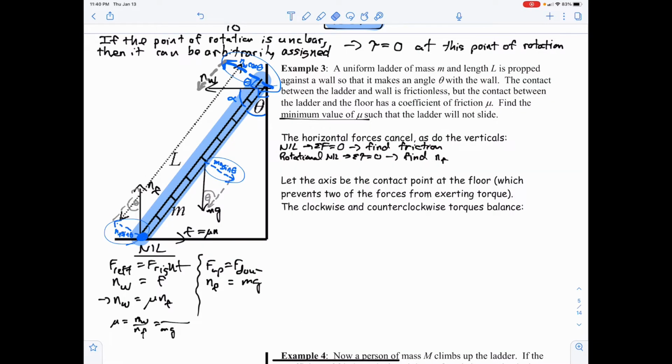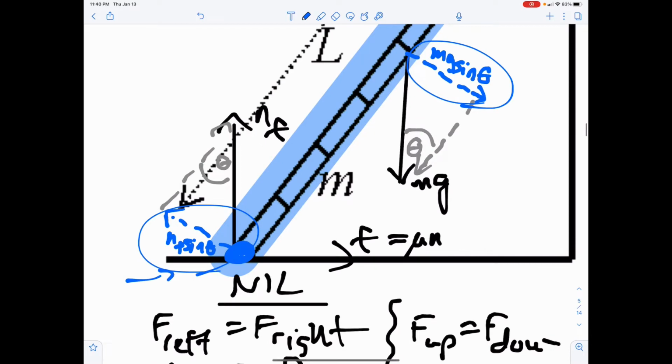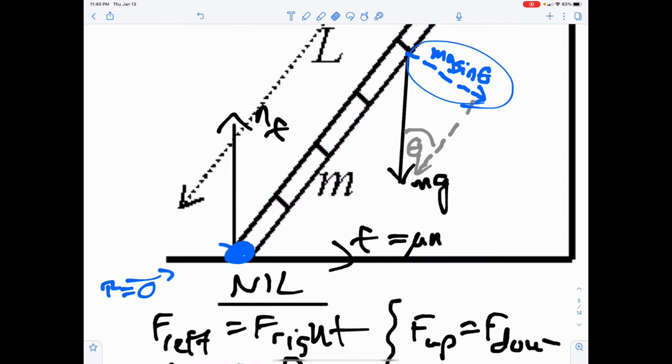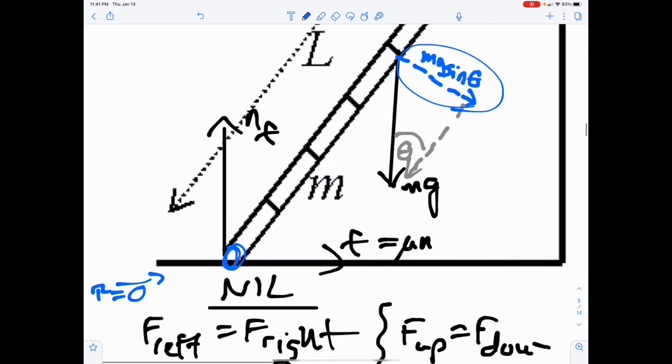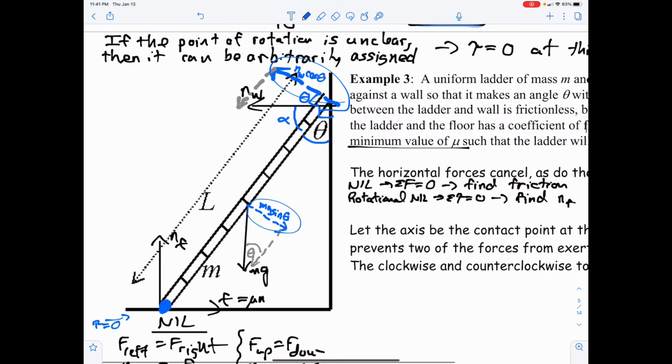We're going to let the point of contact with the floor be the axis of rotation. And what that tells us is that right here, the torque is 0, so I don't have to worry about that force. The forces are still there, but I'm going to delete the components because they don't matter in this part of the problem. With that said, we only have 2 different forces acting here.